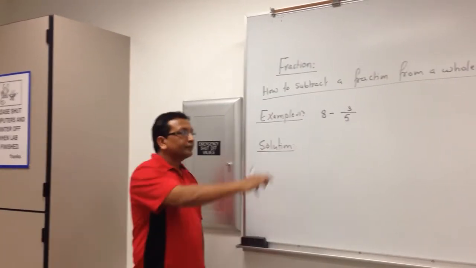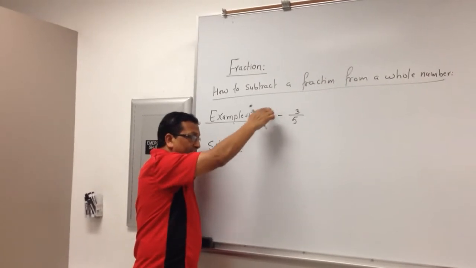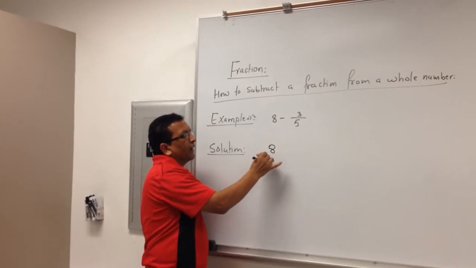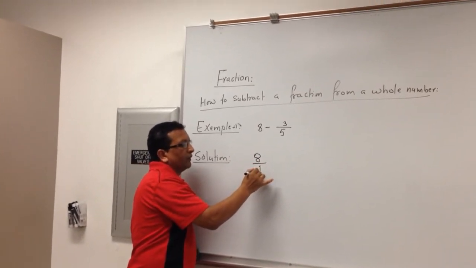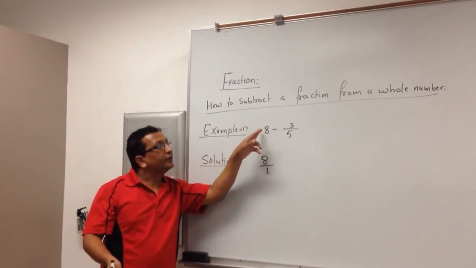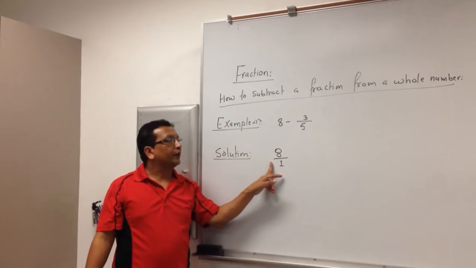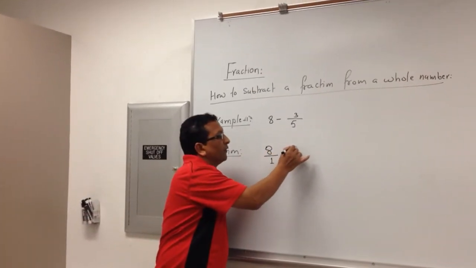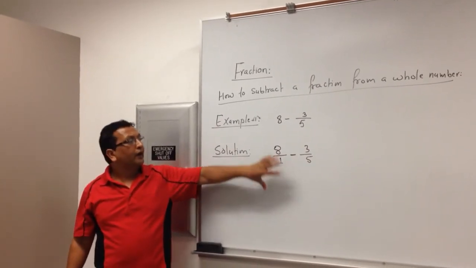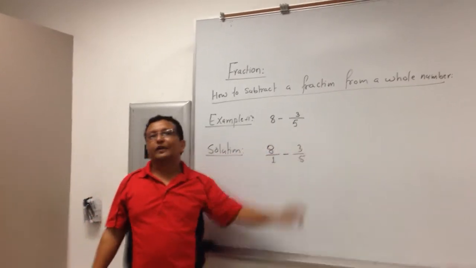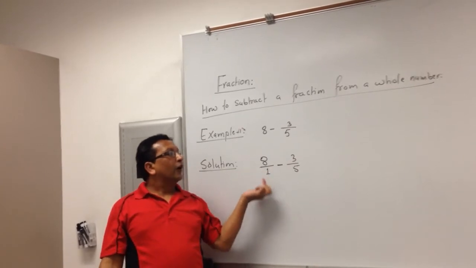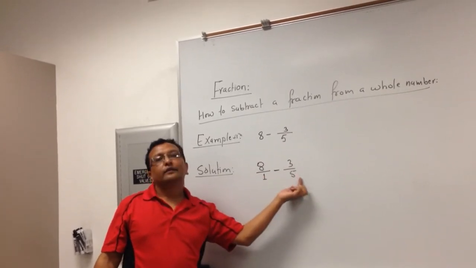For this, we can change the whole number to a fraction form. So we can write 8 over 1. 8 and 8 over 1 are the same, so now we have changed the whole number to a fraction. And just copy the second term, 3 over 5. In a previous class, we already learned how to subtract two fractions. To subtract two fractions, our first goal is making the same denominator.